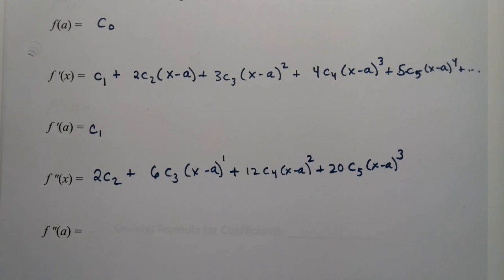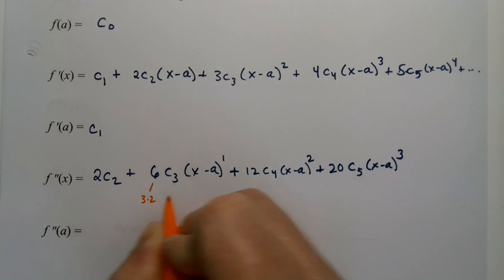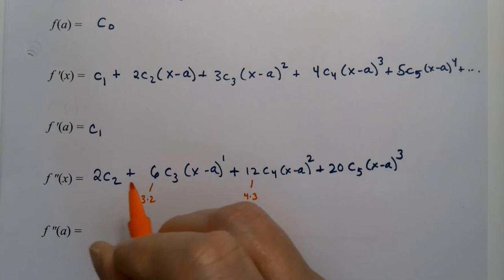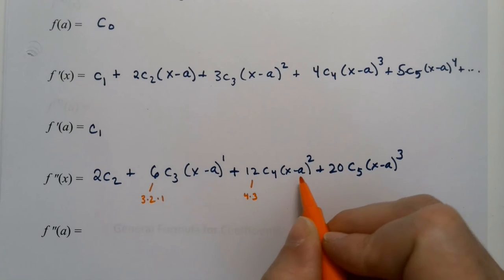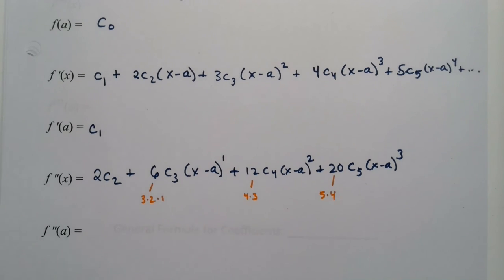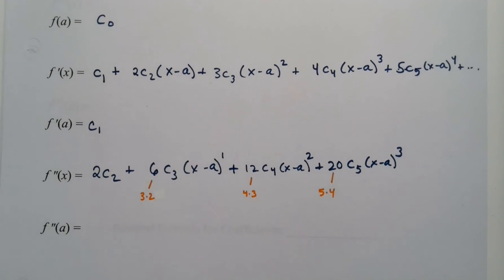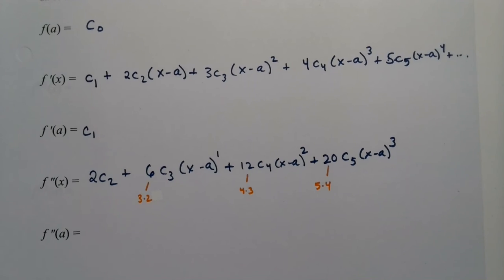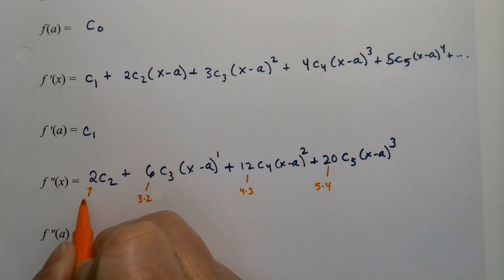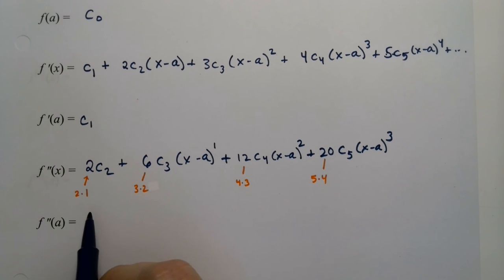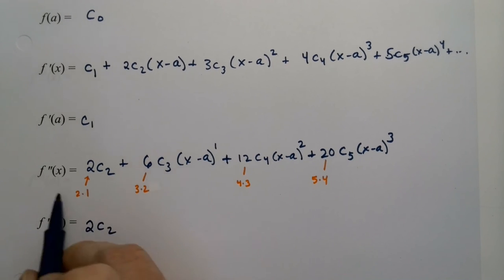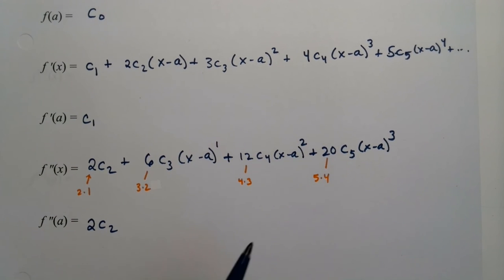Let me just note real quickly. This is 3 times 2. This is 4 times 3. This is 5 times 4. Oh, I remembered, I wanted this one to be 2 times 1. Okay, so notice what's going on here. You have 2c2, but I can tell there's a little bit of a pattern going on. I'll be back for that pattern.